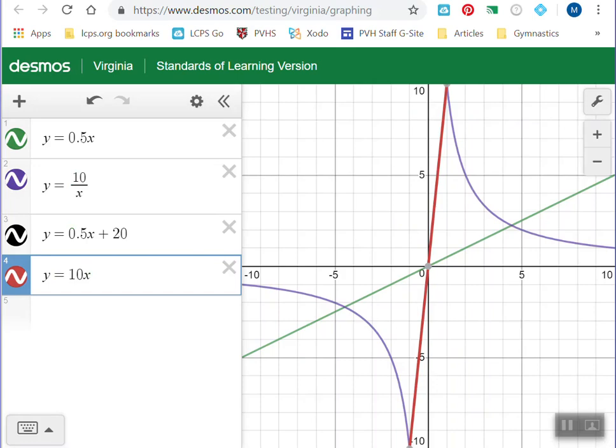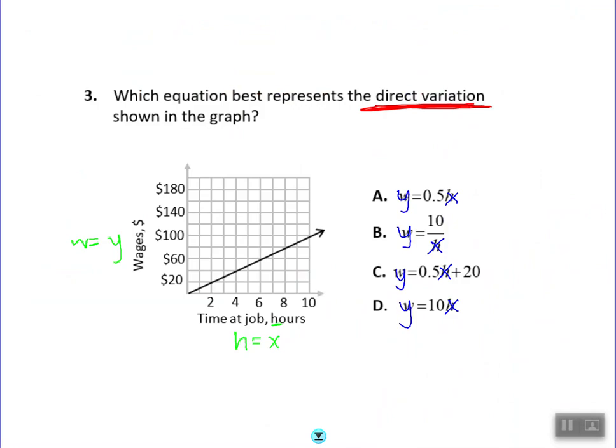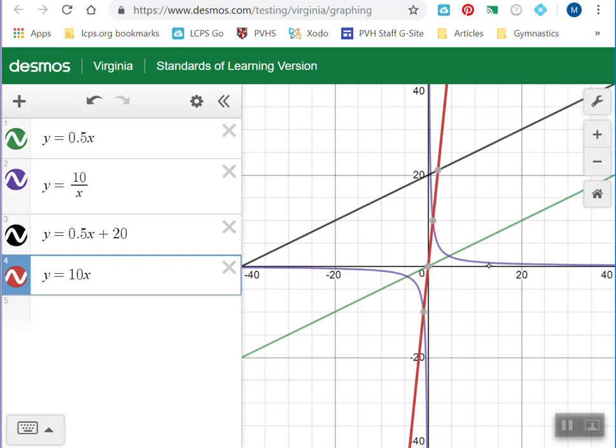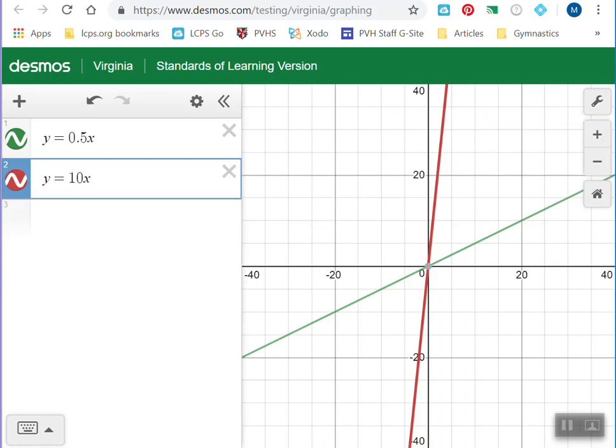So let's look at these graphs in Desmos. I'm going to zoom out a little bit. So our graph is definitely a straight line, and it goes through 0, 0. And we know that because we are told it is direct variation. So the purple one is definitely not a straight line. So I'm going to go ahead and get rid of that one. The black one does not go through 0, 0. So I'm going to get rid of that one.